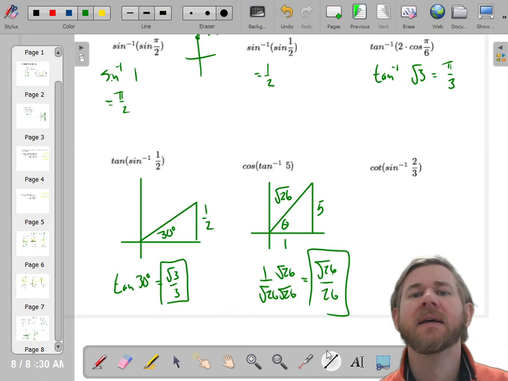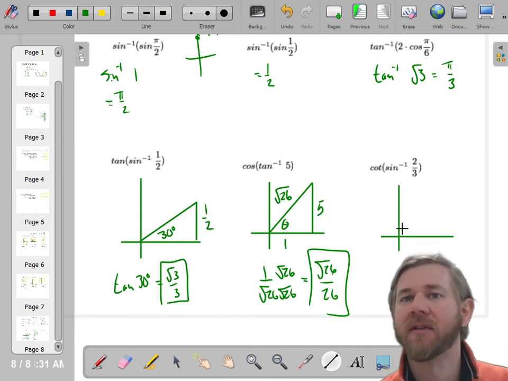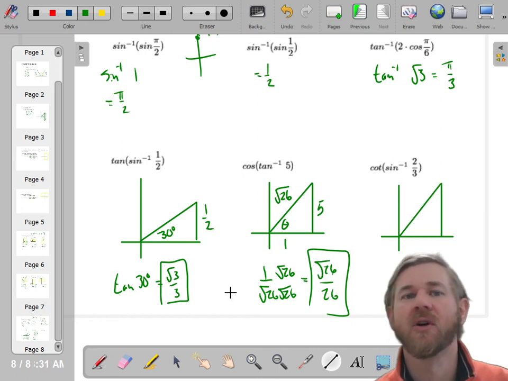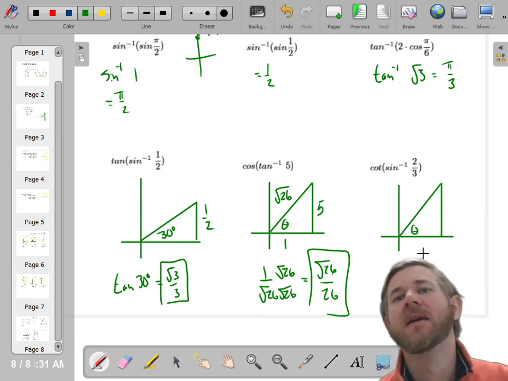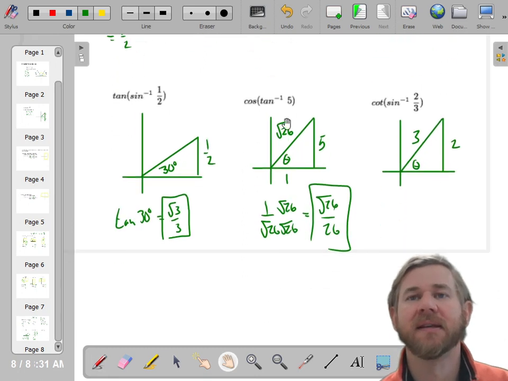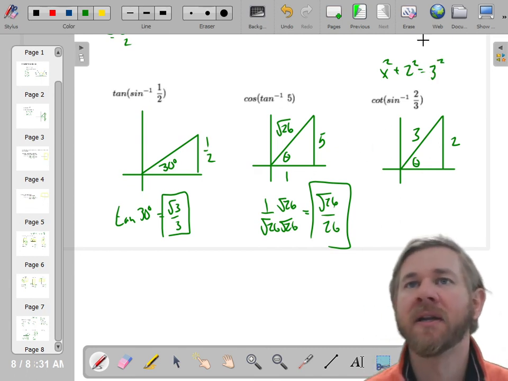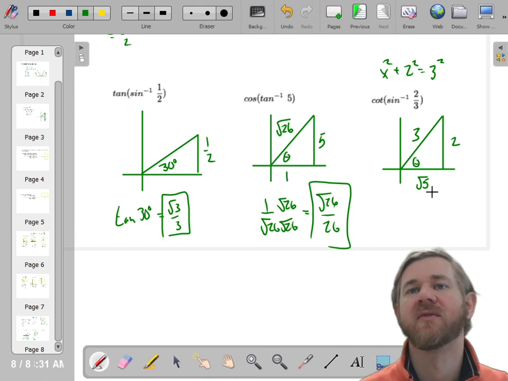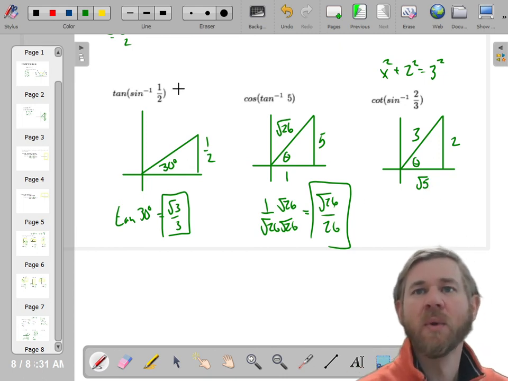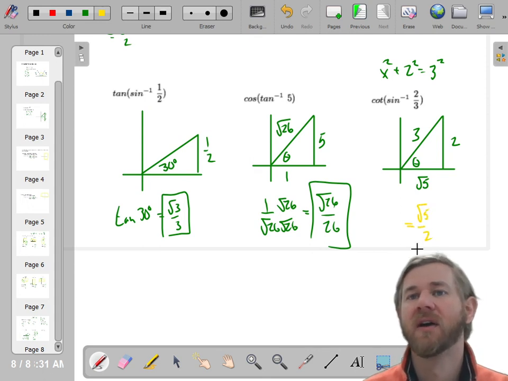Let's do one more like that. The cotangent of the inverse sine of 2/3. Since 2/3 isn't on the unit circle, I'm going to draw a helper triangle. I'm going to say, okay, the sine of some angle is 2/3. Now what I need to find is the missing side. So this would be x squared plus 2 squared is 3 squared. Doing Pythagorean theorem, 9 minus 4 is 5. So this is radical 5. And we want the cotangent, so the cotangent is adjacent over opposite, so this would be radical 5 over 2.